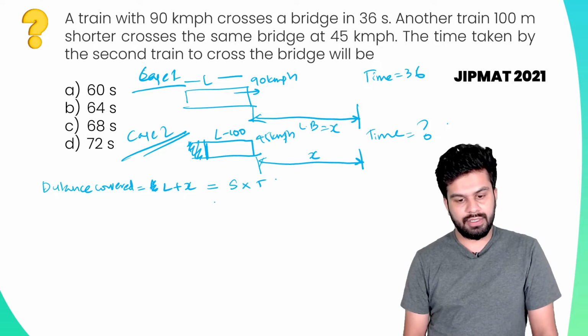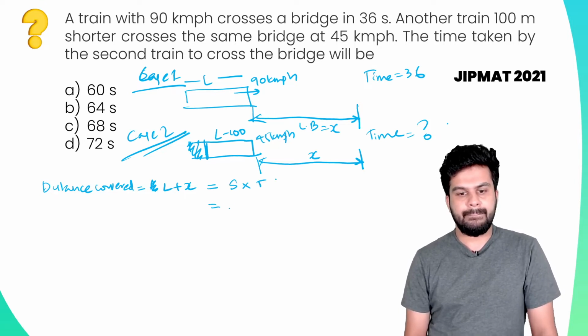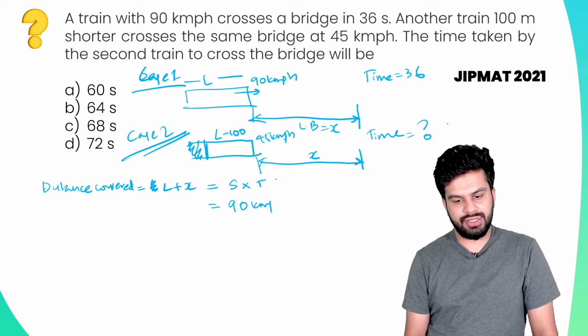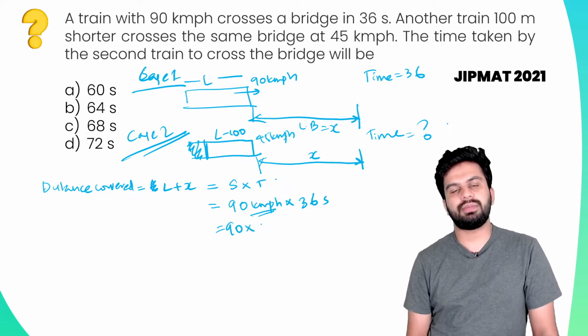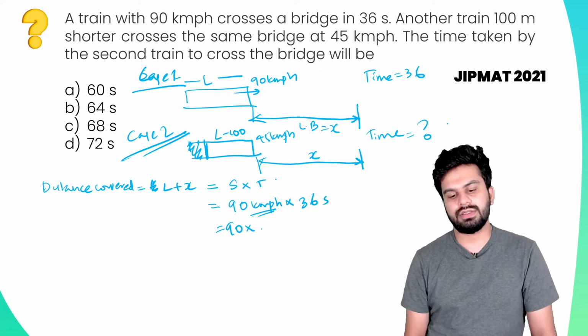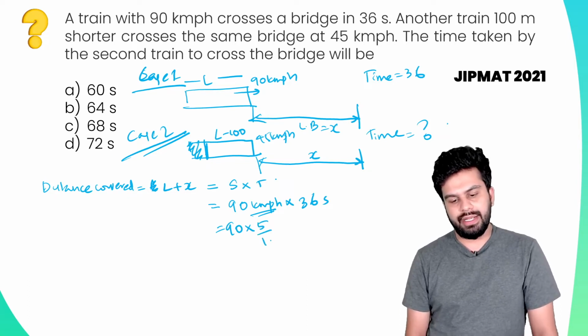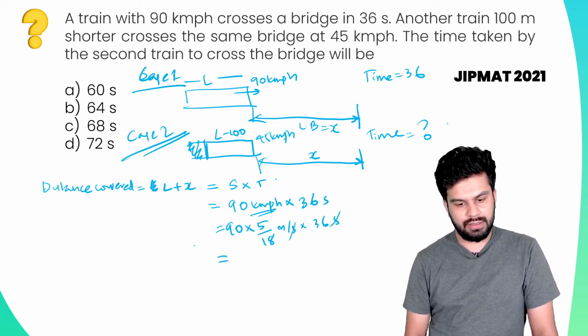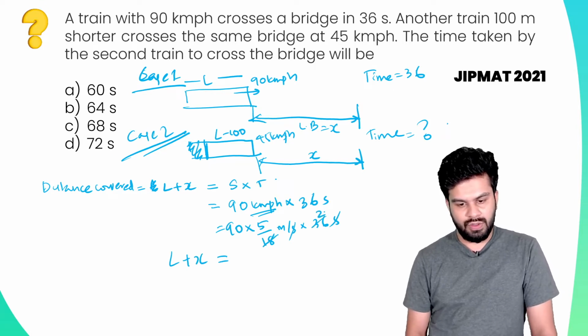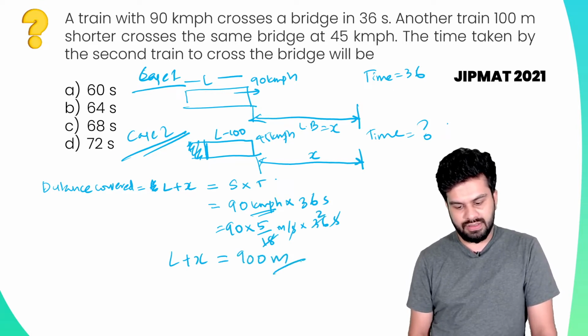So what is the speed here? Speed is 90 kmph for the first train, into time, which is 36 seconds. So we'll have to convert this into meters per second. The multiplier to convert, we learned in the concept class: we should be multiplying this with 5 by 18 meters per second into 36 seconds. So our length, that is L plus x, is equal to 90, this is 2, so 10 into 900 meters. So L plus x is equal to 900 meters.